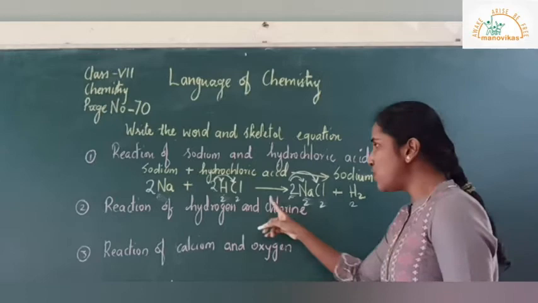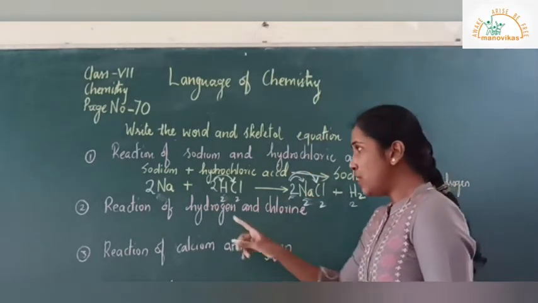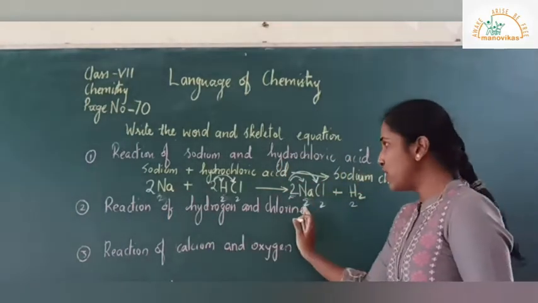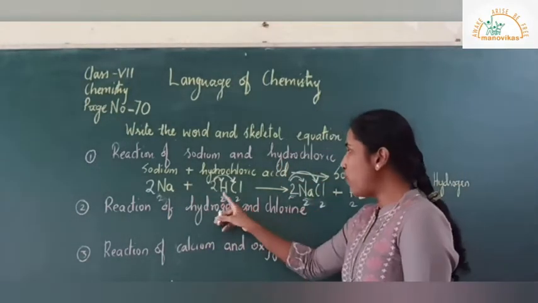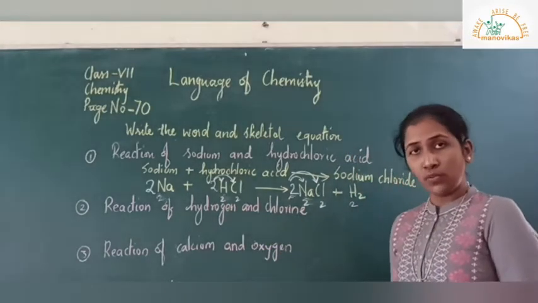Always remember, just try to put the numbers over here. Okay. Whenever you are balancing, just check the number. 2 sodium is 2. So here also 2. So this sodium is balanced. Then check for hydrogen. Hydrogen is 2. Hydrogen over here is also 2.